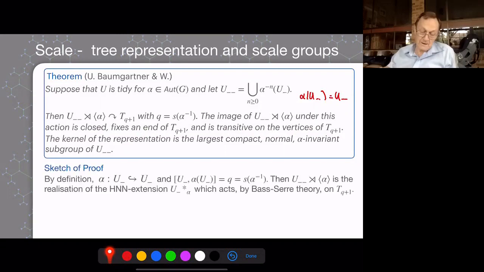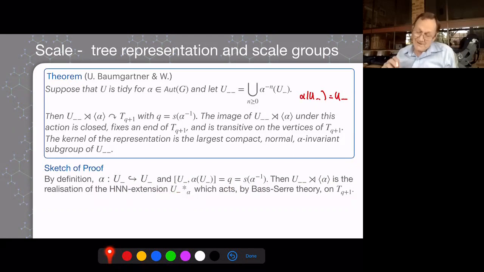Now, one proof of this just refers to the idea of an HNN extension and Bass-Serre theory. So the automorphism alpha maps U minus into itself, just that follows automatically from the definition of U minus. And so alpha is an endomorphism of U minus into itself. And the index of alpha of U minus in U minus is this number Q, the scale of alpha inverse. And then the Bass-Serre, well, this is the definition of what it means.